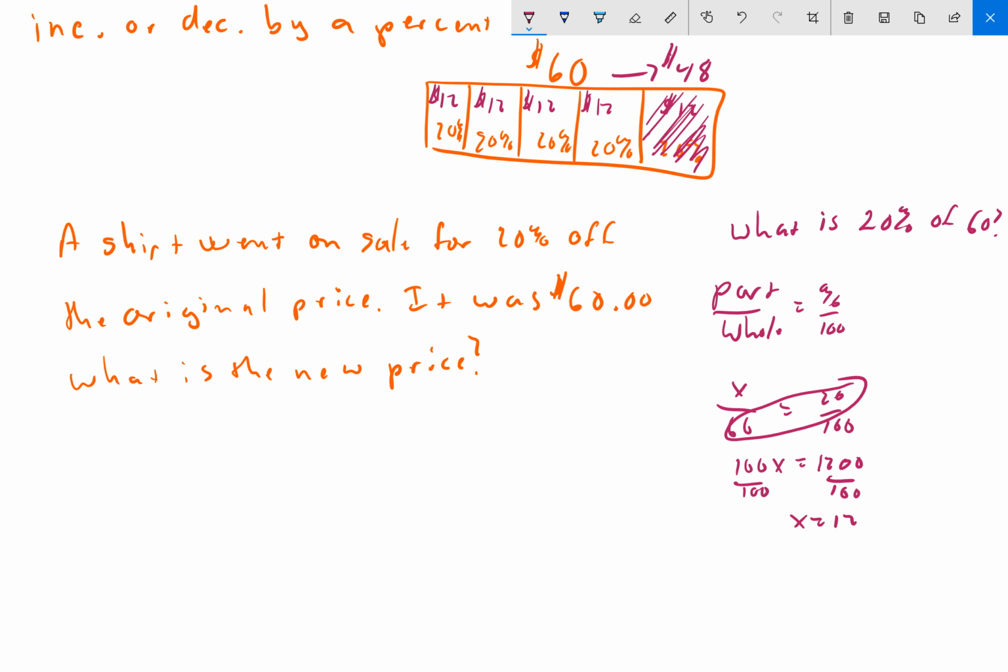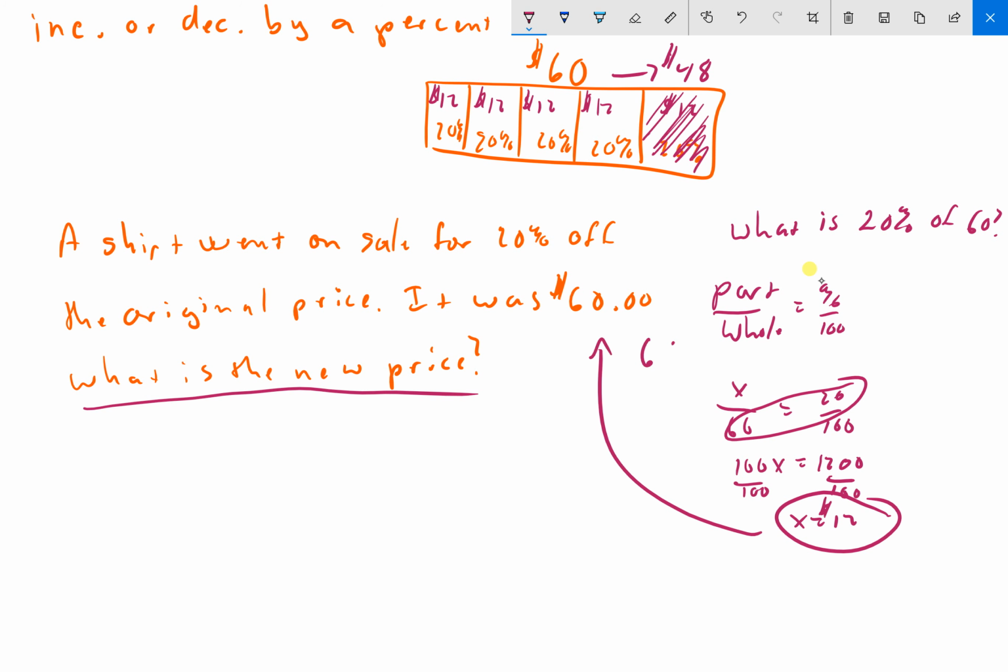Here's where you have to be very, very careful. It says, what is the new price? This is how much we decreased it by. 20% equals $12. So you're going to have to go back and say, well, it was 60, and I decreased it by 12, which is $48.